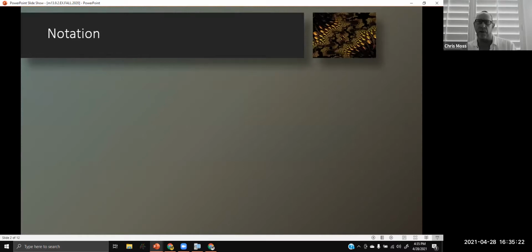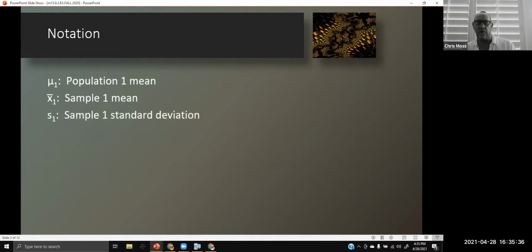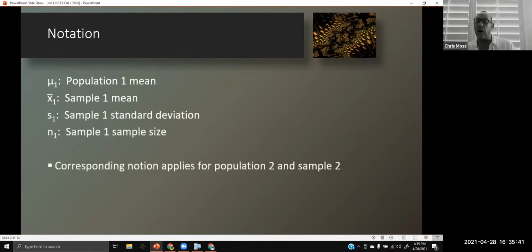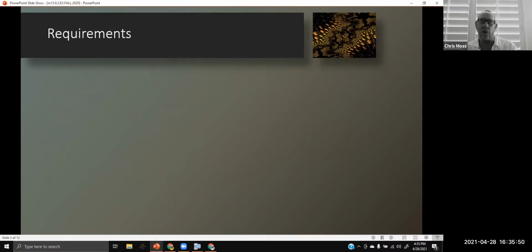Notation. Before I go over any examples, let me just discuss the notation. Mu sub 1, that's our first population mean. We don't know what that is. X sub 1 is our sample mean. We know what that is. Standard deviation from the first sample and sample size from the first sample. We have corresponding notation with little 2's instead of little 1's for our population number 2 and our sample number 2.